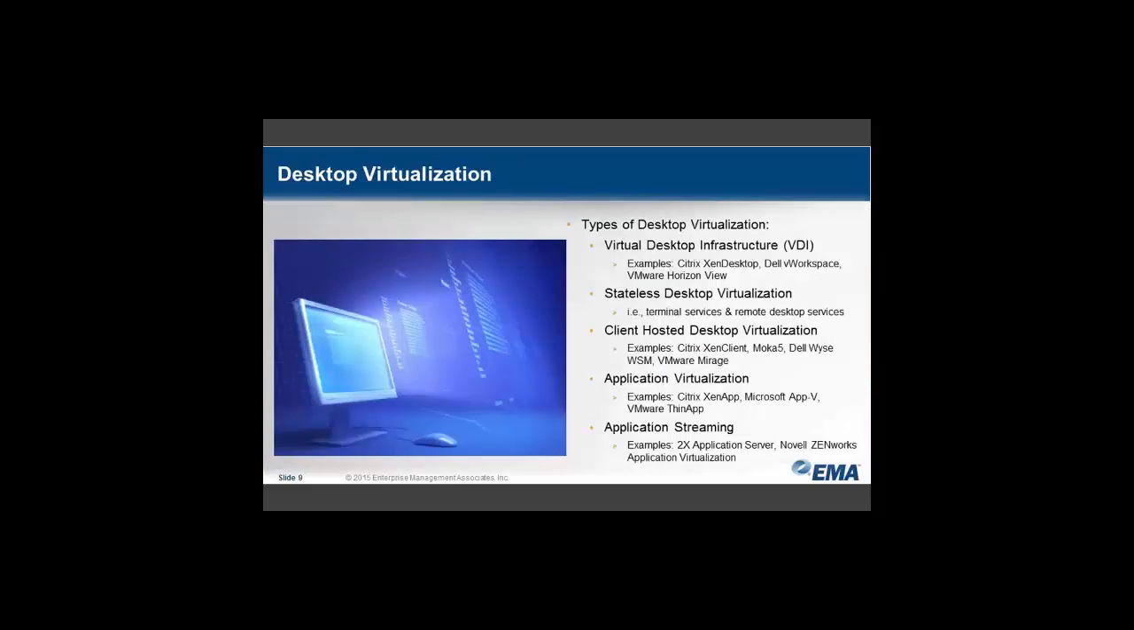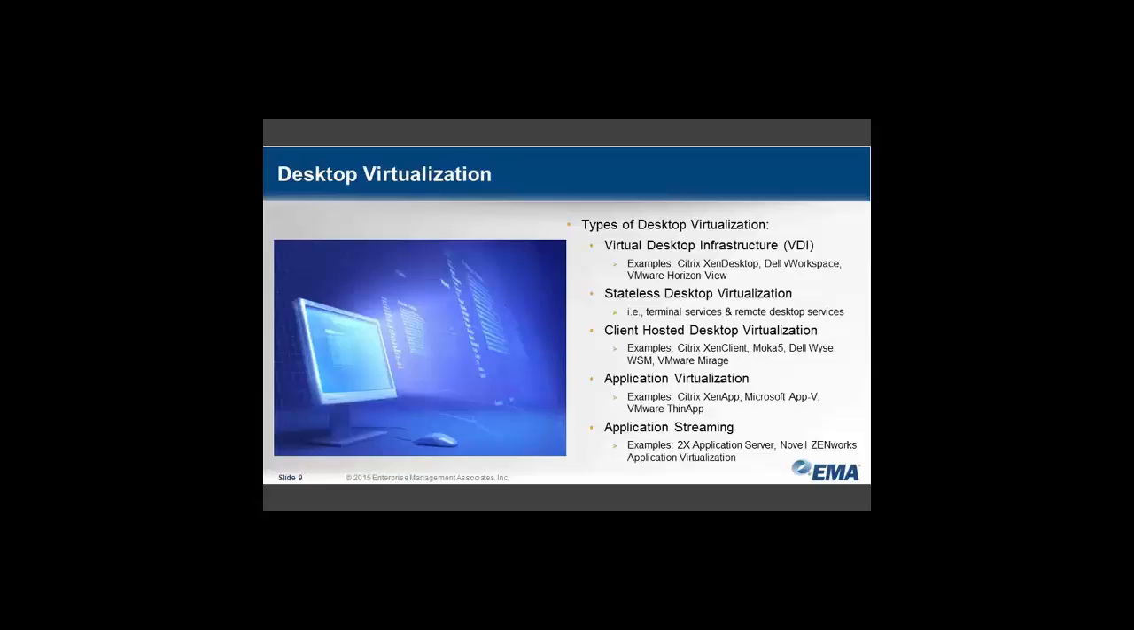There's actually many different types of desktop virtualization. Listed here are the most common. Topping the list is VDI, or Virtual Desktop Infrastructure. In fact, this approach has become so popular that the term VDI is often used interchangeably with desktop virtualization. But as you'll see, this is actually inaccurate, as desktop virtualization encompasses a broader range of technologies.